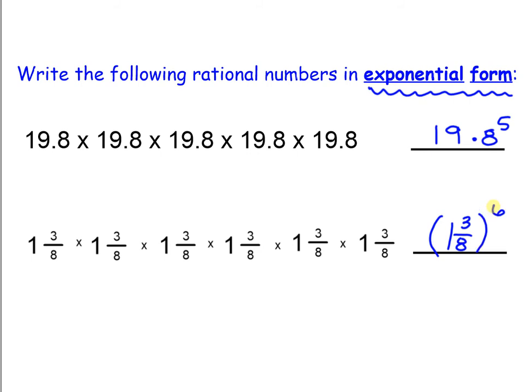All right, we have our answer 19.8 to the 5th power and 1 3/8 to the 6th power. That's how many times it's being multiplied times itself in the original problem.